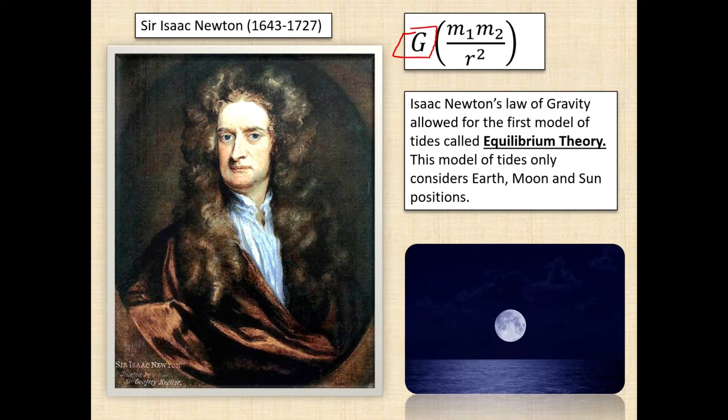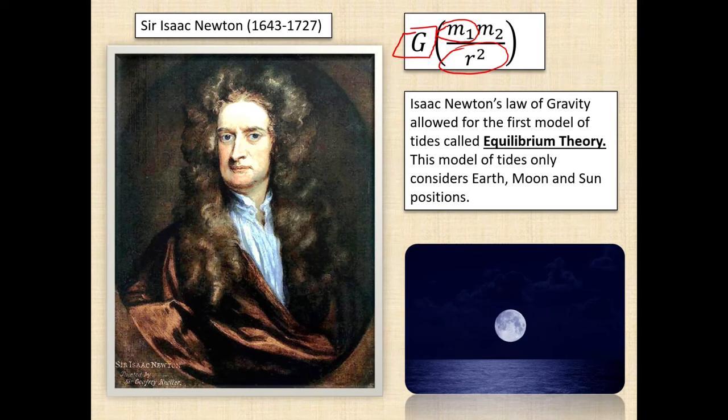So it's equal to, I can't even remember, I think it's like 6.6 times 10 to the negative 11th power newtons per kilogram squared, but it doesn't really matter. You don't have to know the value of it. You just need to know that it's a number. Don't worry about it. Then the gravitational force is equal to the mass of mass number 1 in kilograms, times the mass of mass number 2 in kilograms, divided by r, the distance between them, squared.